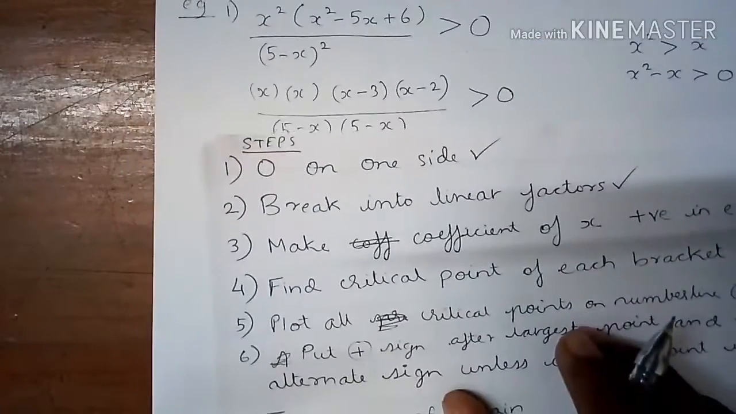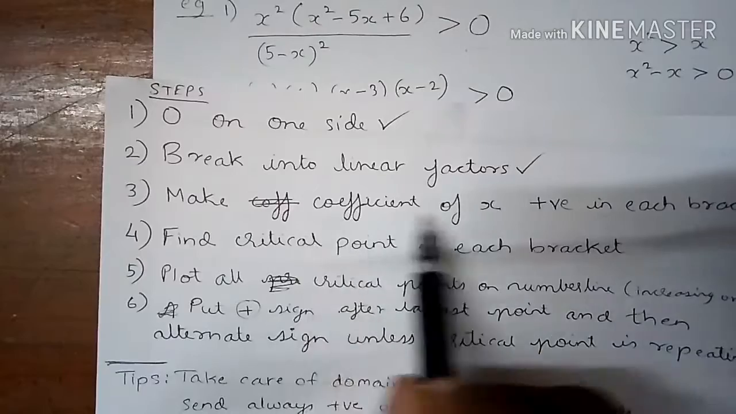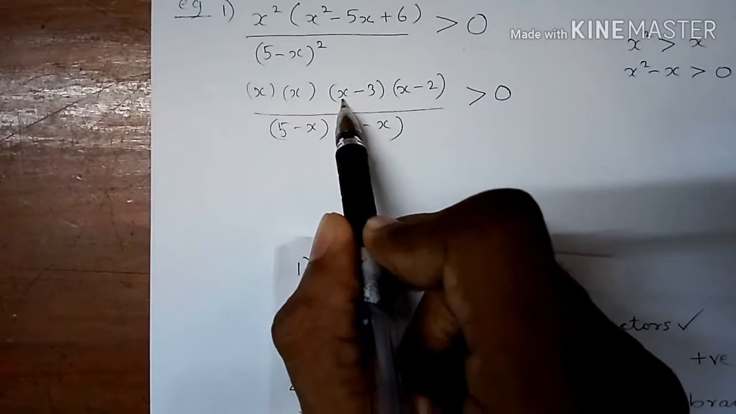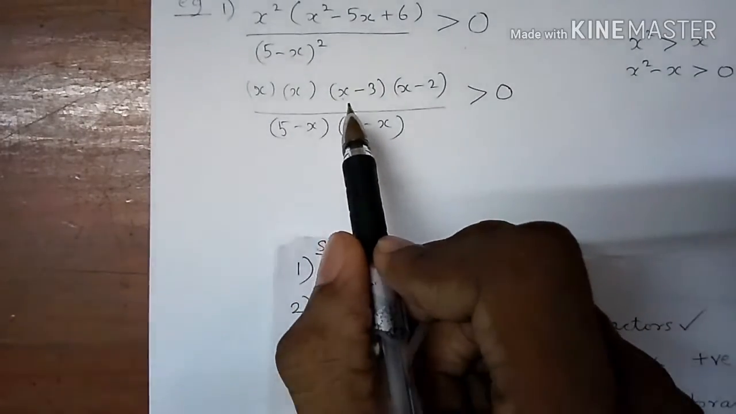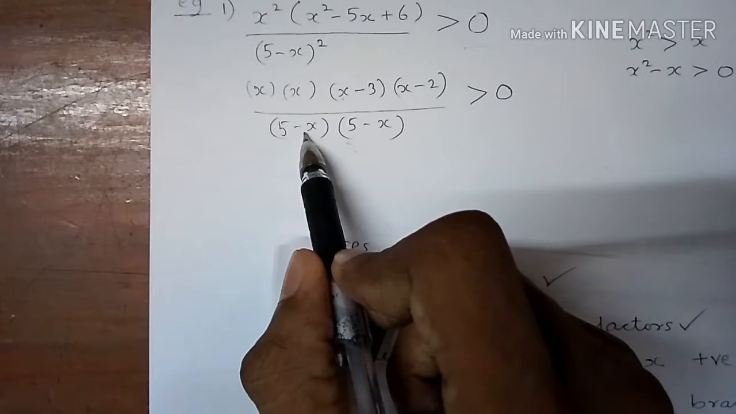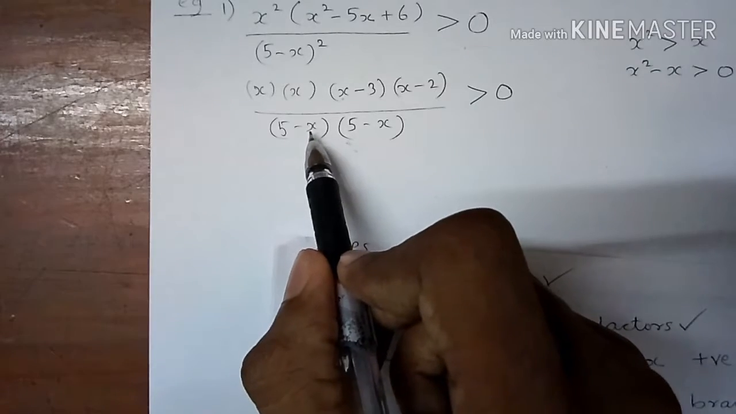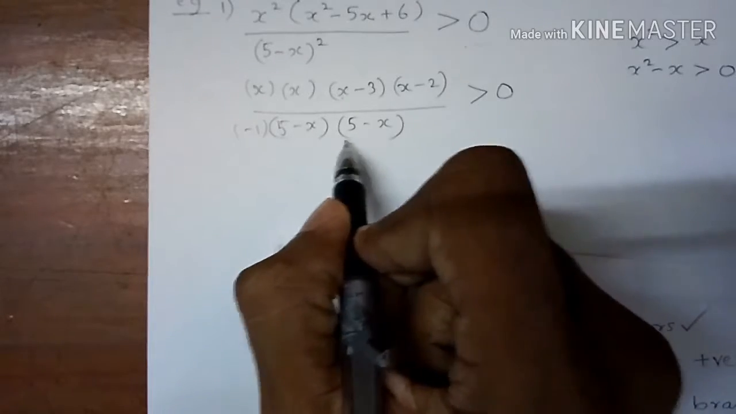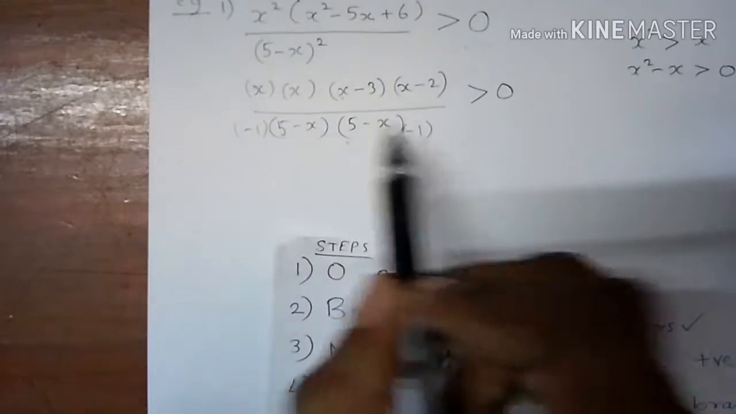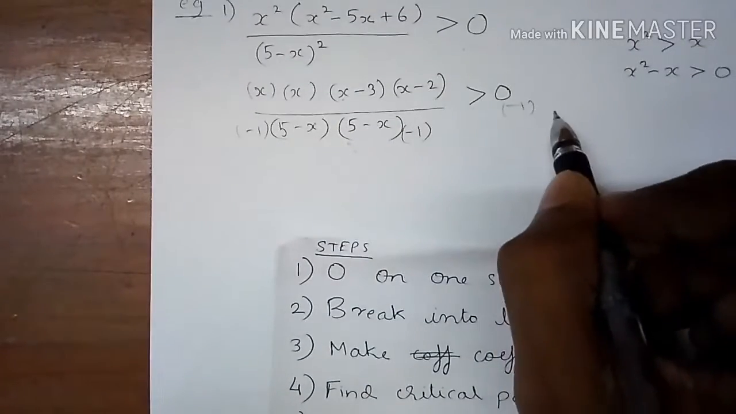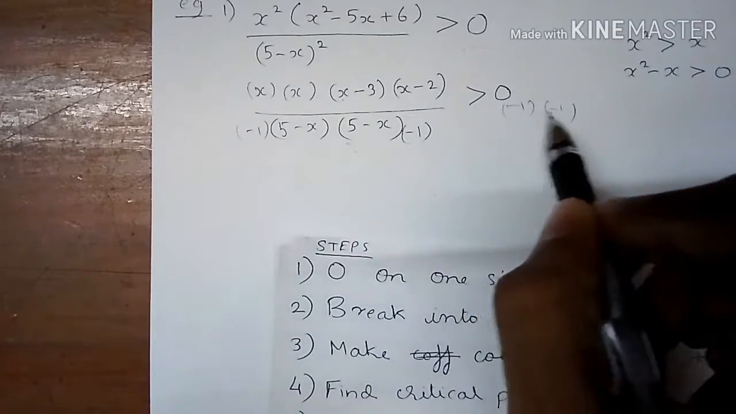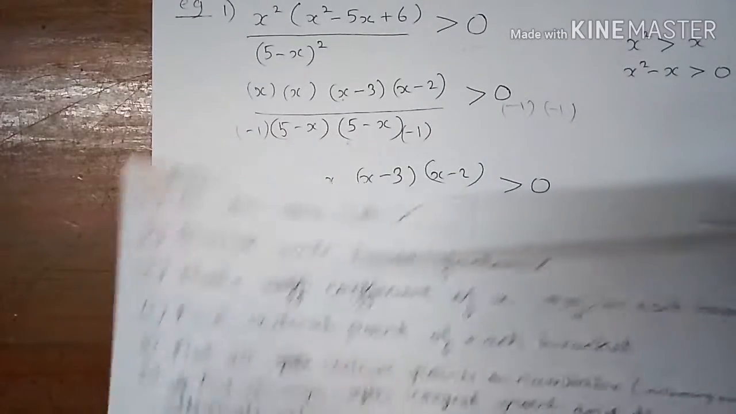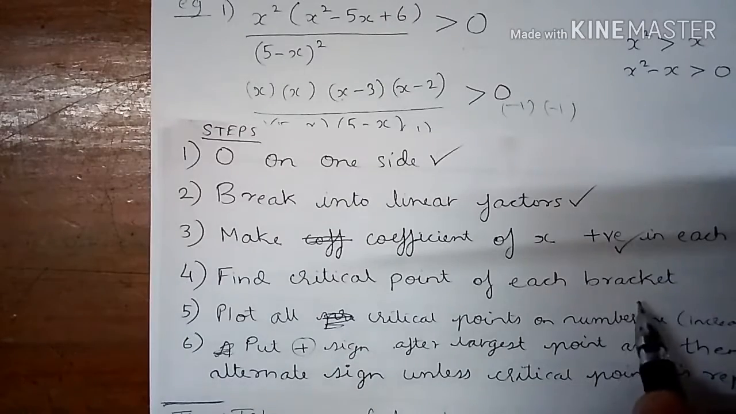Now the third step is make coefficient of x positive in each bracket. So in this bracket coefficient of x is already positive, but in this bracket coefficient of x is minus 1, right? So we should make that positive. And how will we make it positive? We simply multiply minus 1 to this bracket and also to this bracket. And you know that when we multiply minus 1 on both sides, the sign changes, but there are two minus 1s, so the sign doesn't change. So our new equation is x into x. So step 3 done.